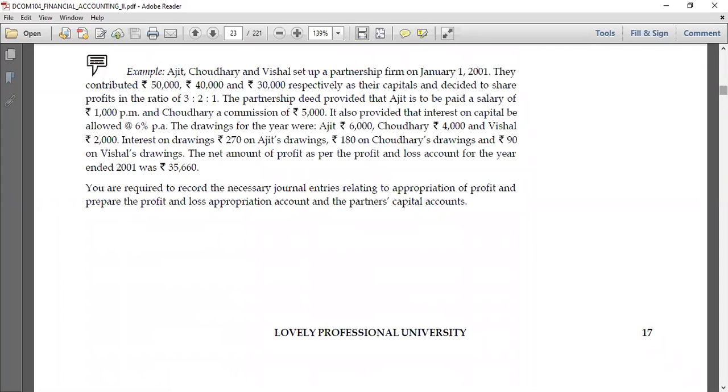Then you say add interest on drawings. Below it you write A, and in the first column, the amount for A is 180. Sorry, A is 270. Then C is 180. Then fee is 90. All of them you have written in the first column. Add the three of them, and take that figure into the next column where the net profit was.